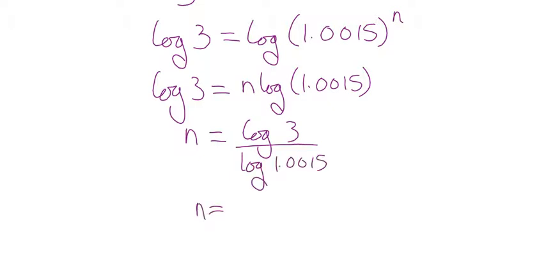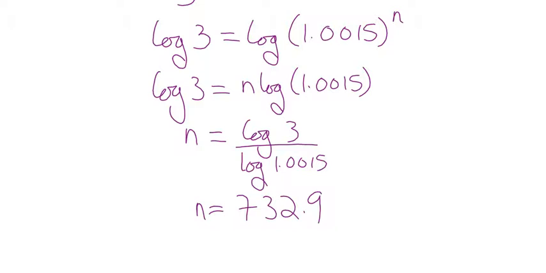Now you get your calculator out, and you go log 3, and you hit close parenthesis, right? And then you go divided by log 1.0015. And if you're lazy, you don't have to close the parenthesis ever on the last bit of a calculator, because it'll do it for you. But if you like things neat and tidy, then you can close it. And what's n? 732.9. I like that.